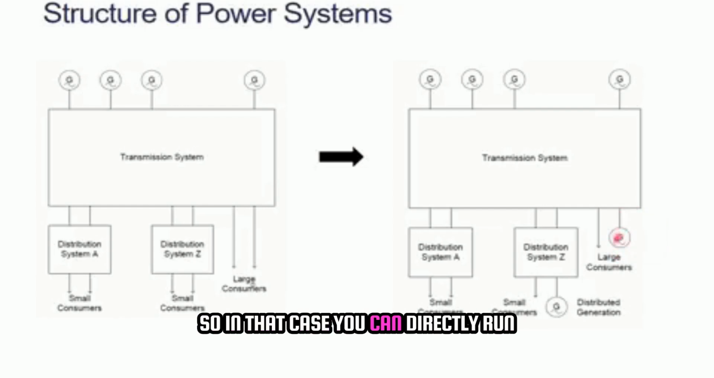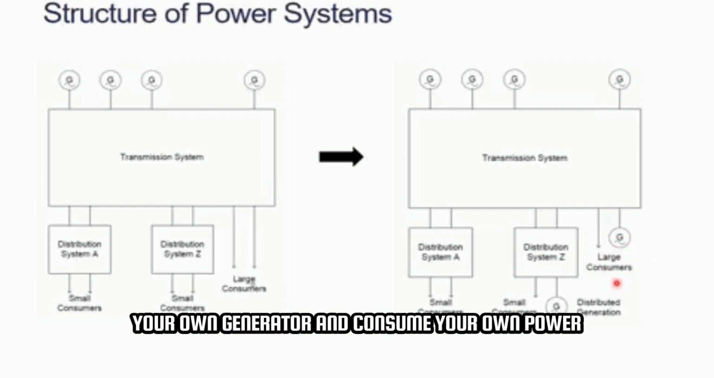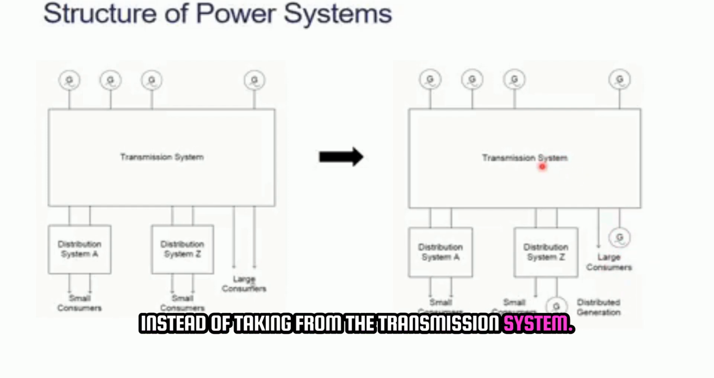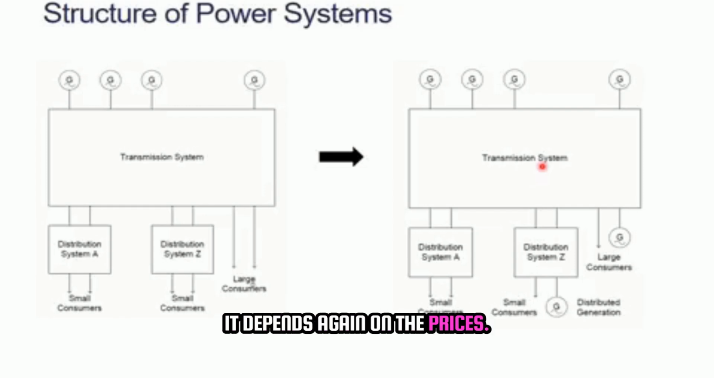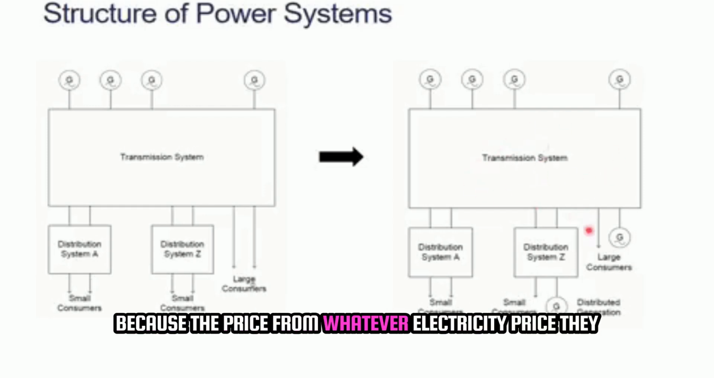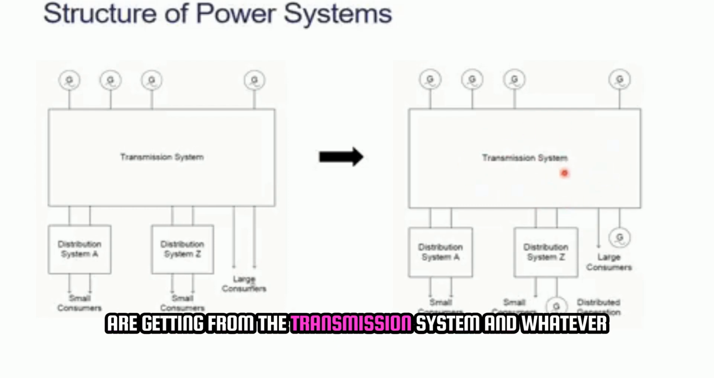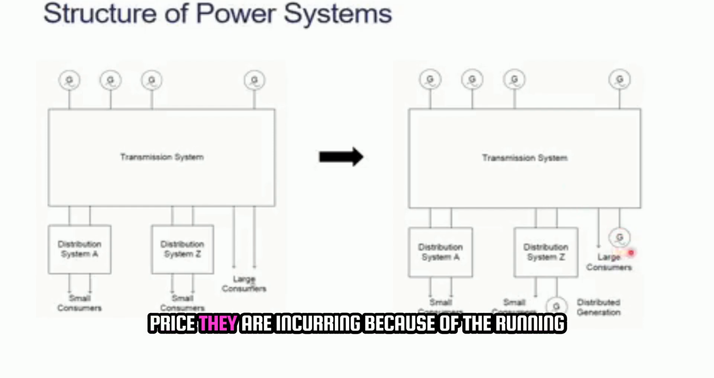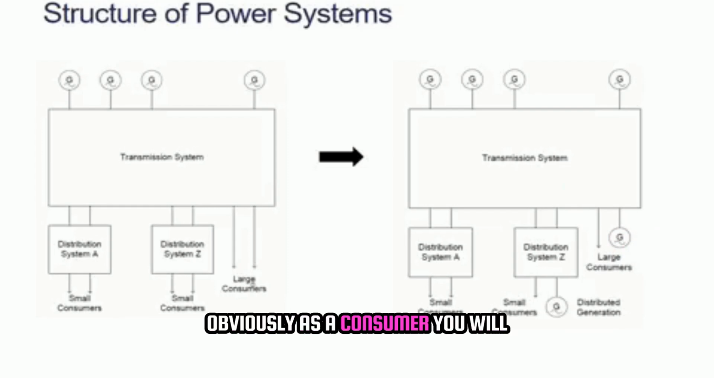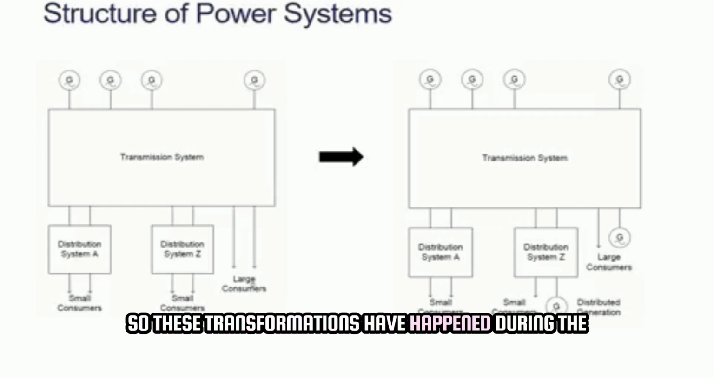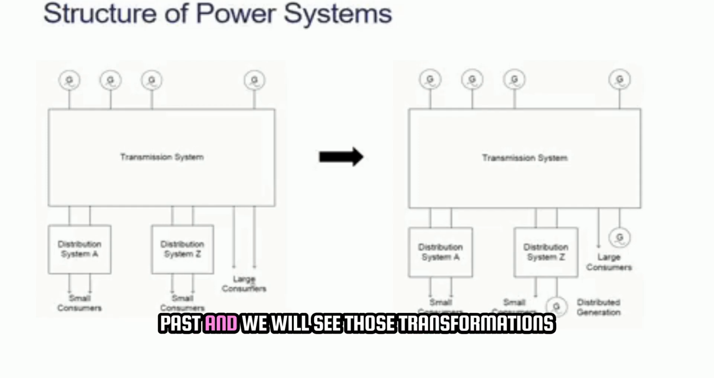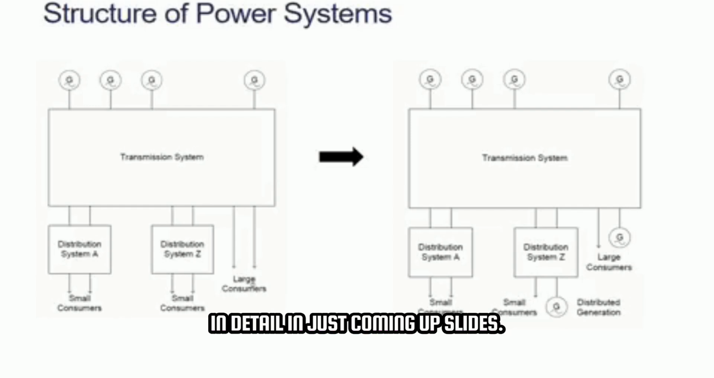So in that case you can directly run your own generator and consume your own power instead of taking from the transmission system. It depends again on the prices, because of the electricity price they are getting from the transmission system and the price they incur from running their own generator, whichever is cheaper, obviously as a consumer you will prefer that. So these transformations have happened during the past, and we will see those transformations in detail in the coming slides.